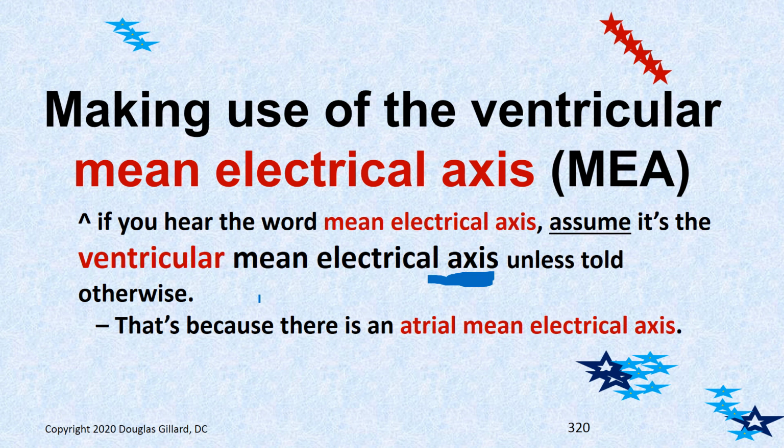And always assume it's the ventricular mean electrical axis unless they specifically tell you they want the atrial mean electrical axis. If they say electrical axis or mean electrical axis or just axis, assume it's ventricular. If they want the atria, which they're probably not, that's not going to kill you if that axis is off. The left ventricle, or the ventricular mean electrical axis, is the one that'll shorten your life. So that's assumed.